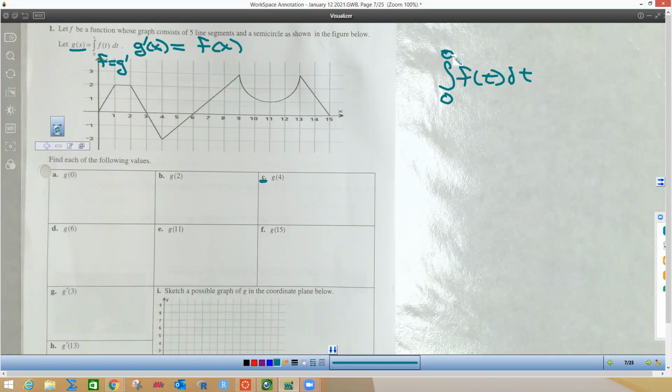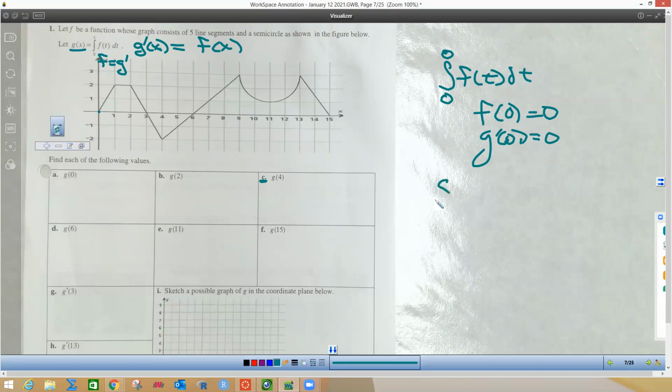if I said 0 to 0, if I made the width of my base of my rectangle 0, what would the area be? 0. So what that tells me is f of 0 is 0, which is the same as saying g prime of 0 is 0 because these are equal. Okay, so we know f of 0 is 0 because if these match up, there's no area. So that means the y value starting right here, the y value of this derivative is 0. Okay? All right, now we want to find g of 4.